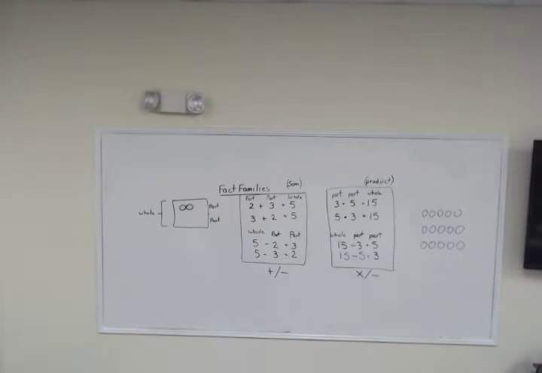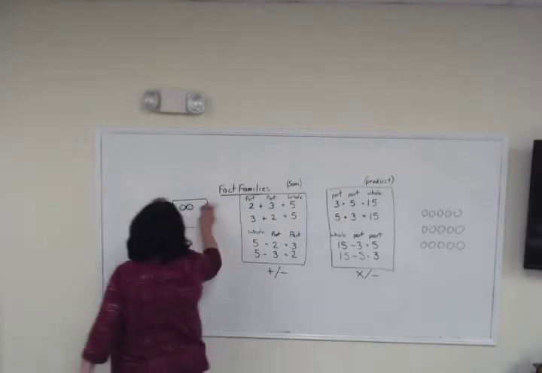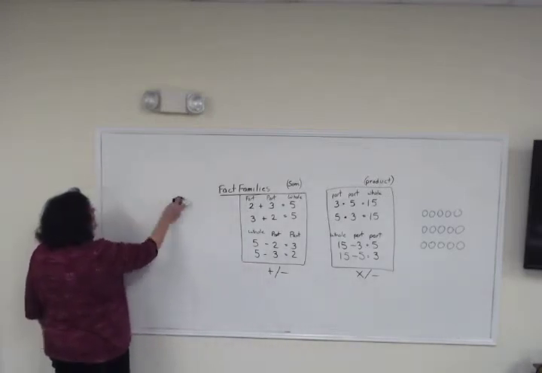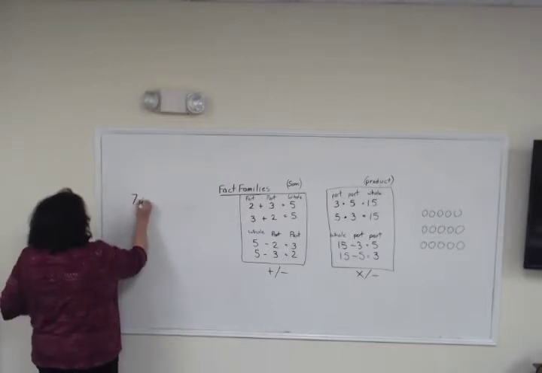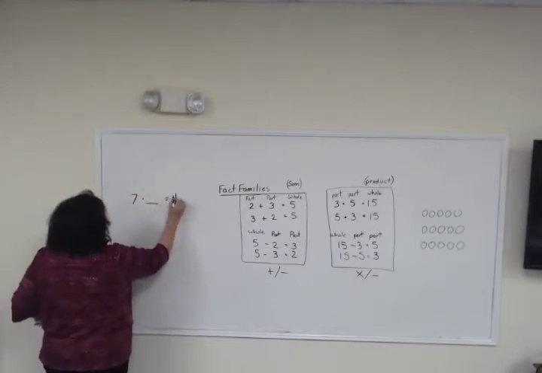To see if you know any of the others. 7 times what equals 49? Let me write this on the board. And we can use our calculators for this, don't worry. So we have 7 times what equals 49.